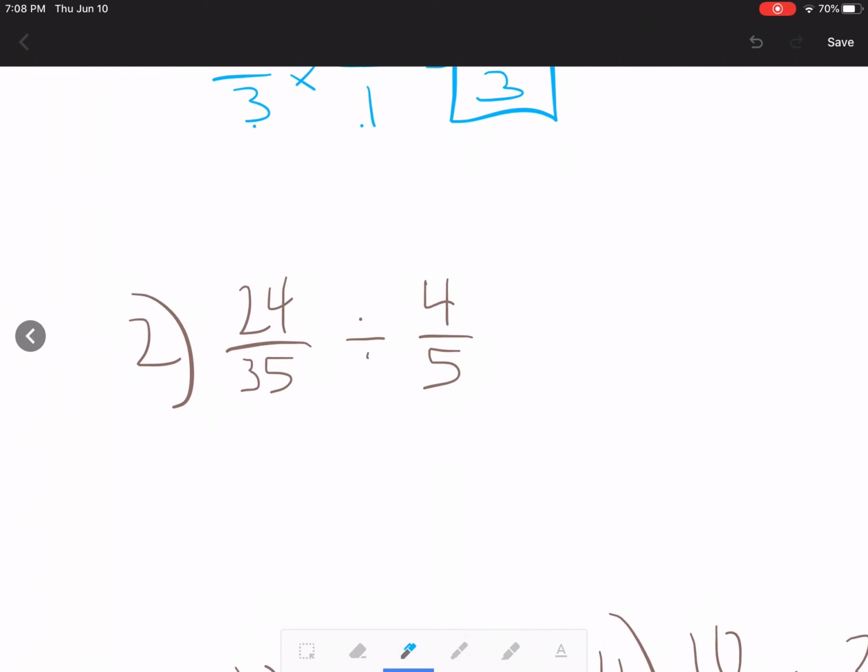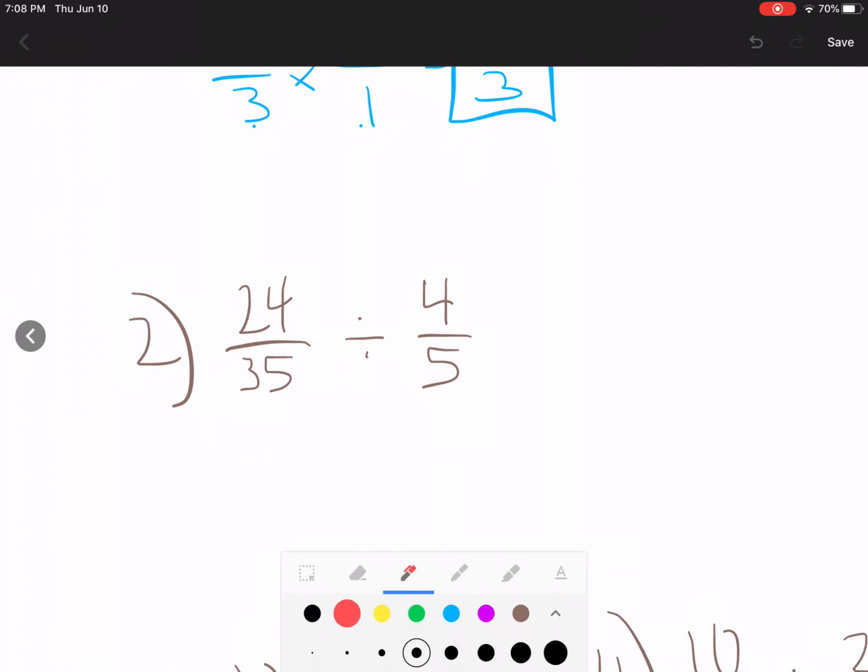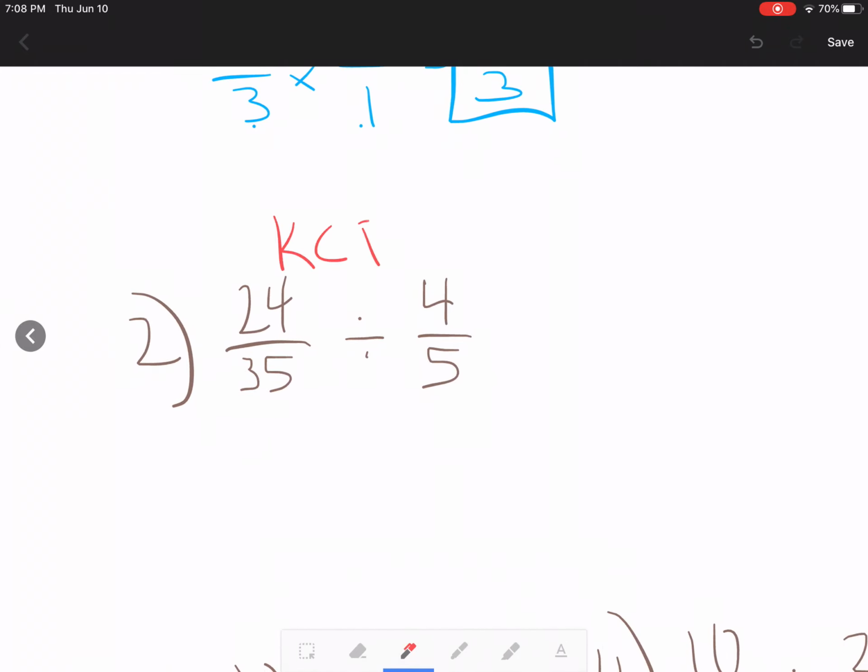Next one, we have a division problem. So here we want to do a little keep, change, flip. So keep, change, flip, keep that in mind. Keep the first fraction as 24/35. Then we'll change our division to multiplication and flip the fraction to make it 5/4.